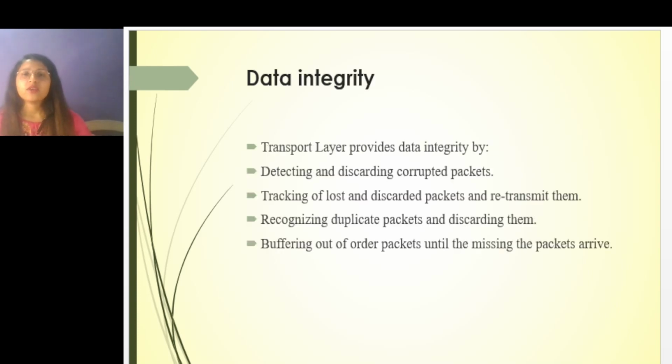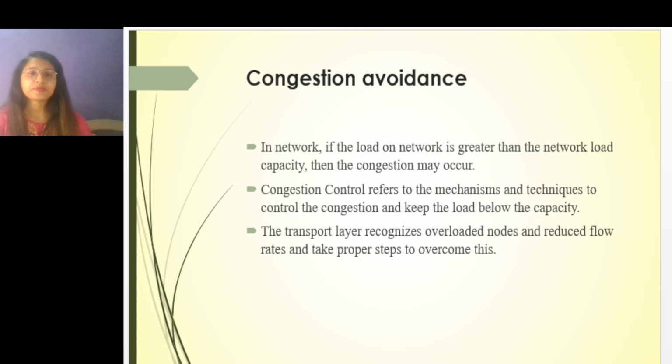So you can say that the transport layer provides data integrity by detecting and discarding corrupted packets, and by tracking lost and discarded packets. It is going to recognize duplicate packets and discard them, and buffer out-of-order packets until the missing packets arrive. Some kind of sequence number you will study further. All those tasks are done by the transport layer.